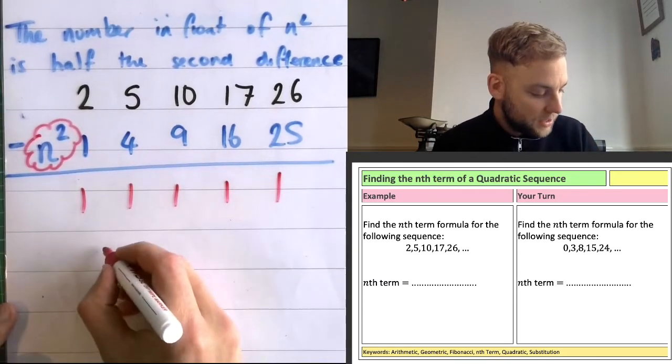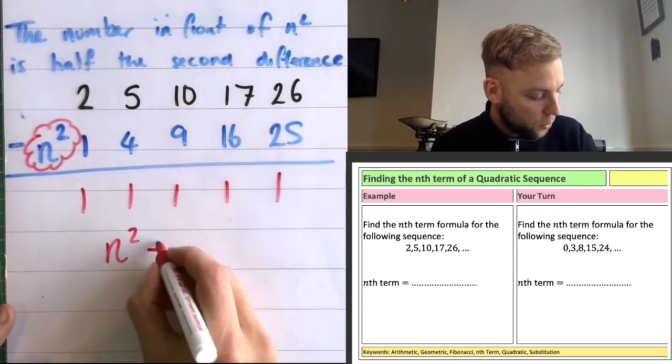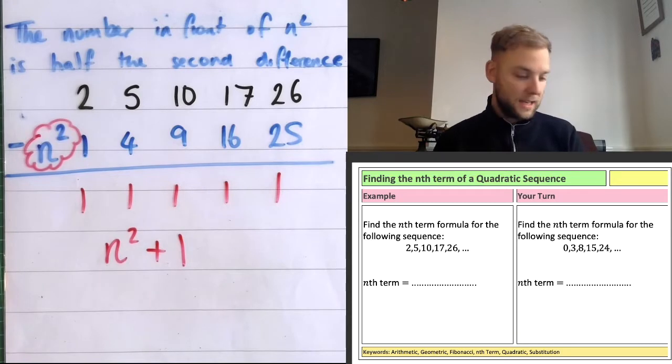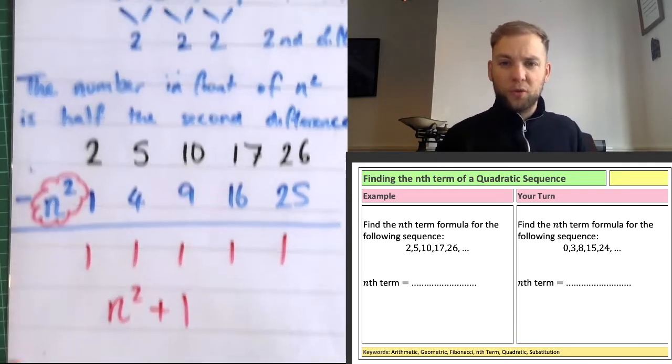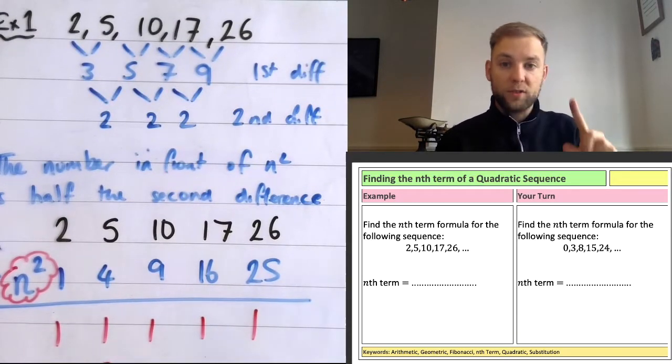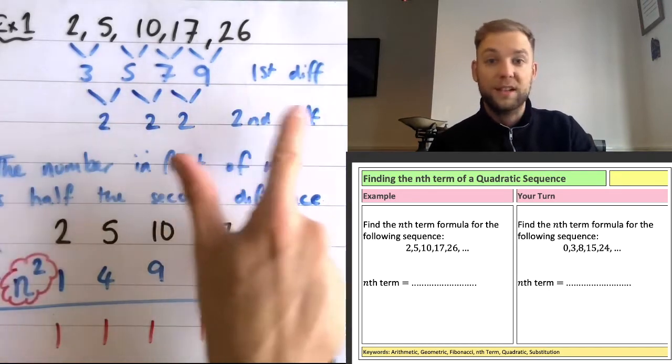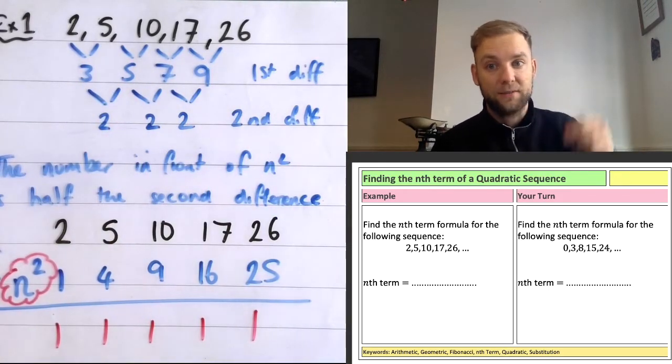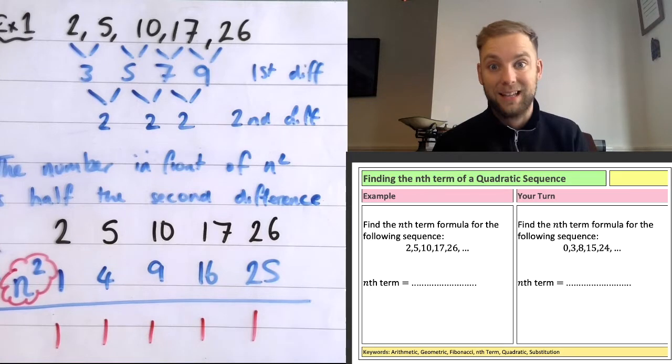So my sequence is n squared plus 1. Okay, so just to go through some of the parts here. With a quadratic sequence, the first thing we notice is the first difference isn't the same. It's not increasing by the same value. So we need to find the second difference.